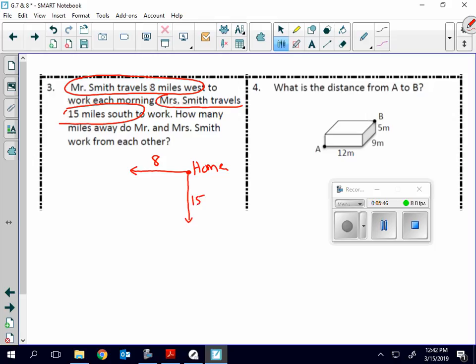We should know that going west and going south is right angles of each other. And we want to know the distance from their two works, this hypotenuse of this right triangle. So we want to know the hypotenuse of that right triangle. We know that a squared plus b squared equals c squared, where a I'm going to call 8. So 8 squared plus the other side 15 squared is the unknown side, c squared.